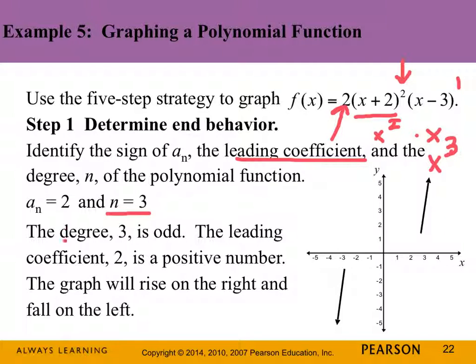Since the degree 3 is an odd number and the leading coefficient is a 2, a positive number, that means if you go back in your notes to your chart, the graph is going to be up on the right-hand side and down on the left-hand side.